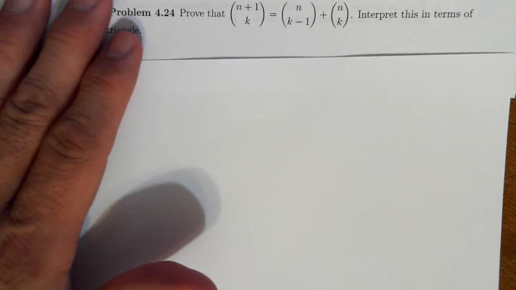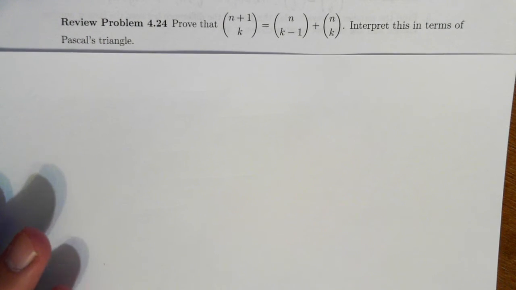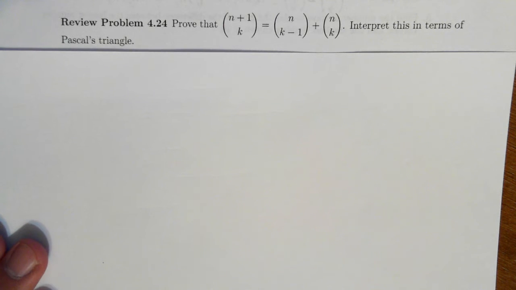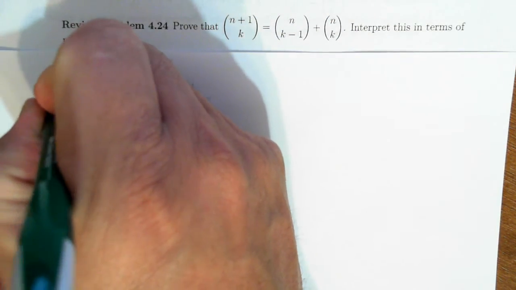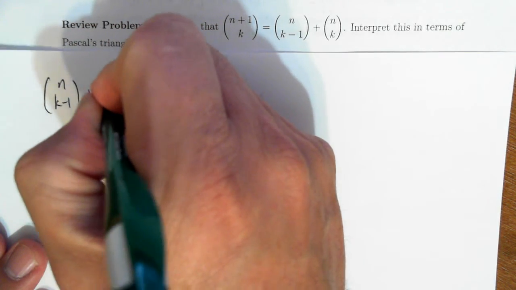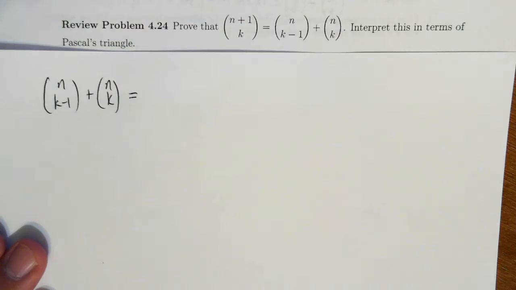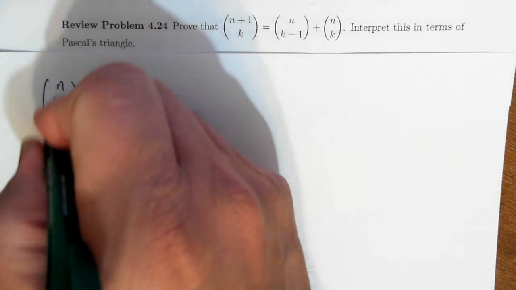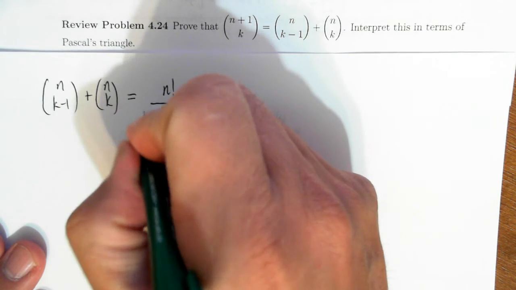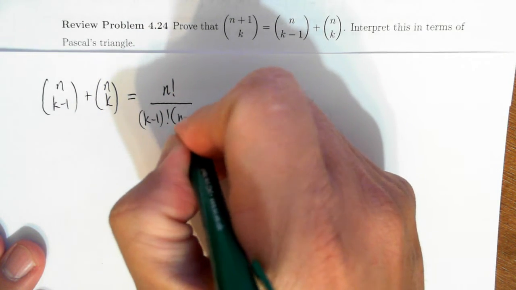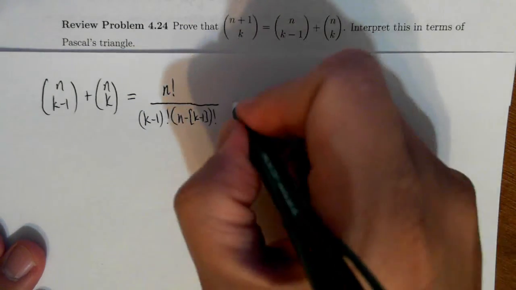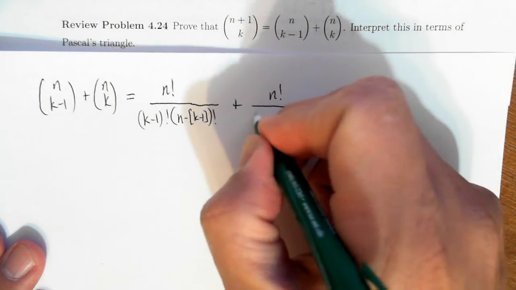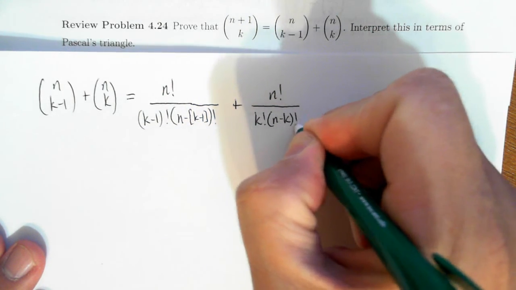Finally, for the proof of 424, let's prove that n plus 1 choose k is equal to n choose k minus 1 plus n choose k. All right, to prove this, let's start with the more complicated right-hand side and show that we end up with the left-hand side. Okay, so the first one is n factorial over k minus 1 factorial times n minus k minus 1 factorial, like that. The second term is n factorial over k factorial times n minus k factorial.